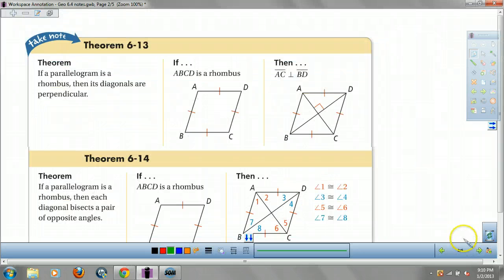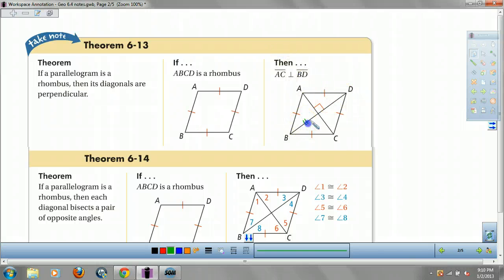Okay. Let's take a look at some theorems. There's a lot of them. 6.13. If a parallelogram is a rhombus, then the diagonals are perpendicular. In fact, they're going to be perpendicular bisectors because it's a parallelogram. Parallelograms' diagonals bisect each other, okay?